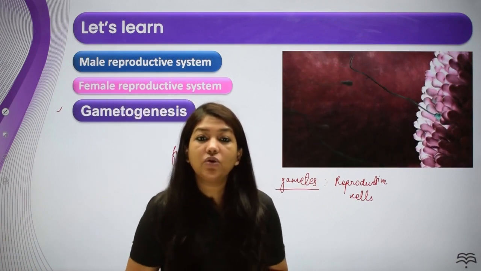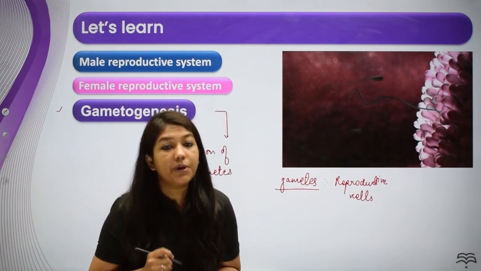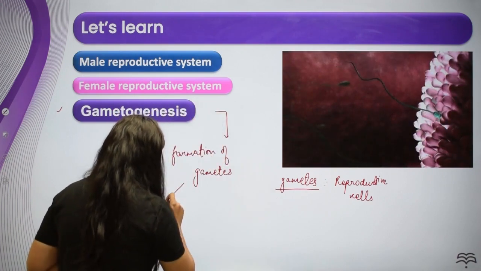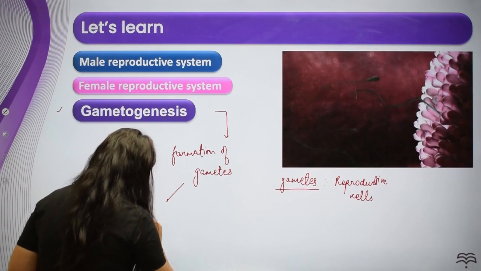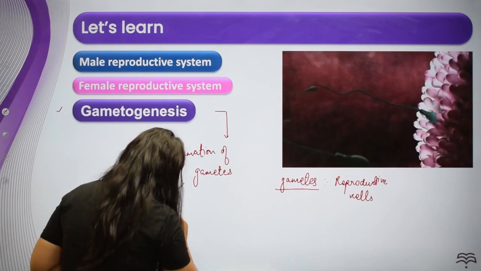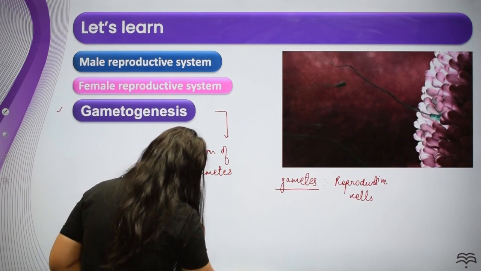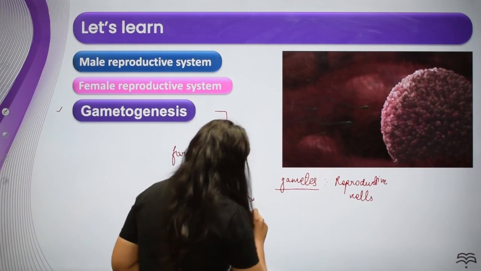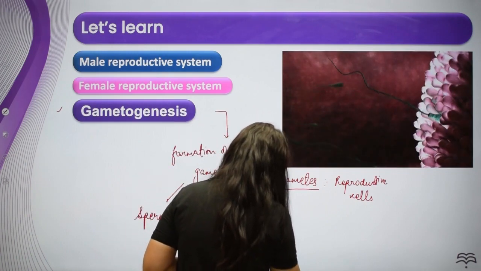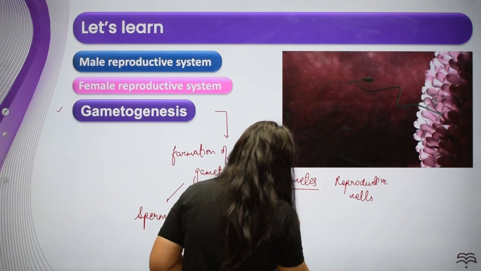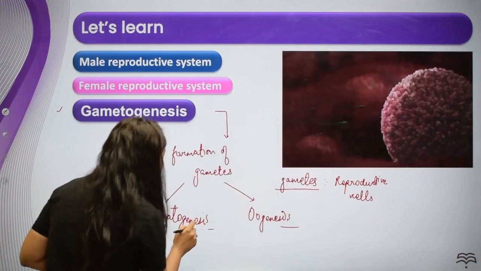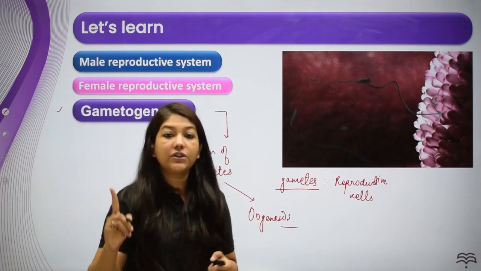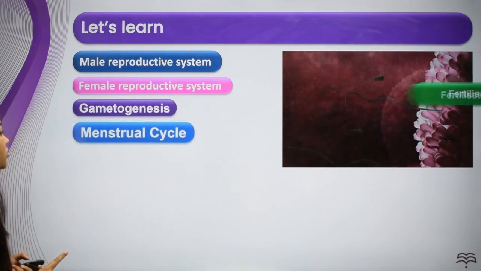What is a male gamete called? A male gamete is called sperm and a female gamete is called ova. So we will be talking about spermatogenesis and we will be talking about oogenesis. Okay, this is a very important part of the chapter. So these are the two things that we'll be talking about here. All right, male reproductive system, female reproductive system, and then we'll be talking about gametogenesis.